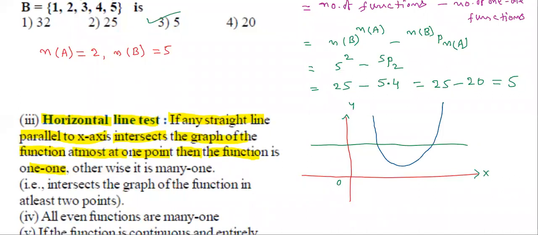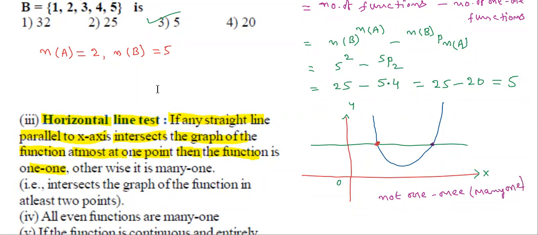So how many places does it intersect? Two places. At most one point it intersects means we will say one-one. So the line intersects the curve at two places. This is not one-one. It is not one-one means what? Many-one. Opposite, no? Many-one.